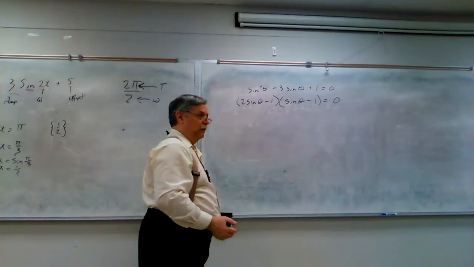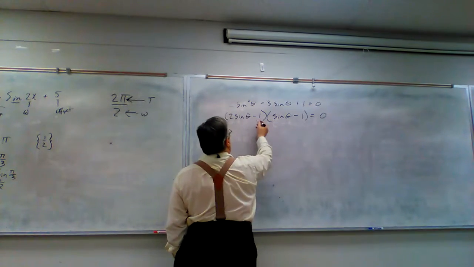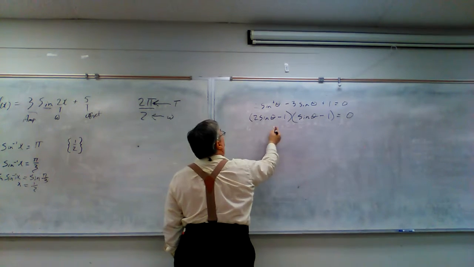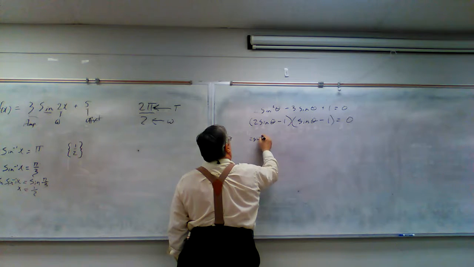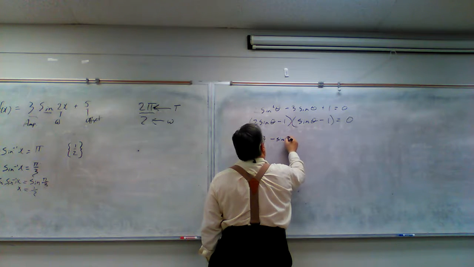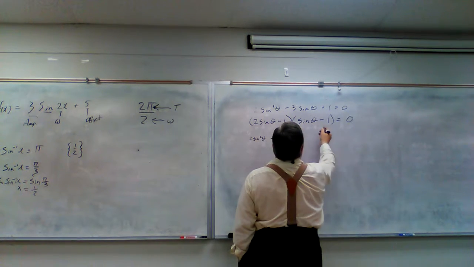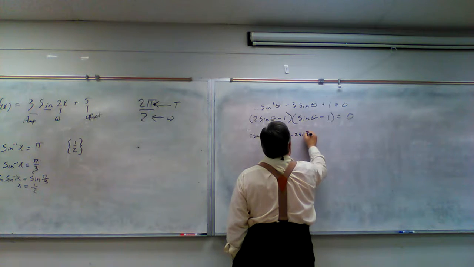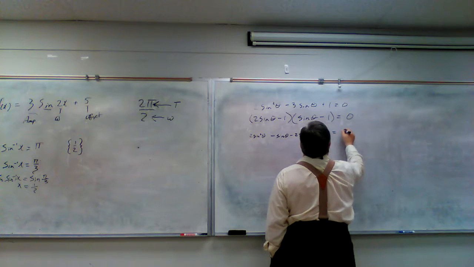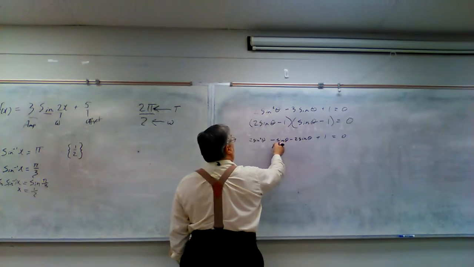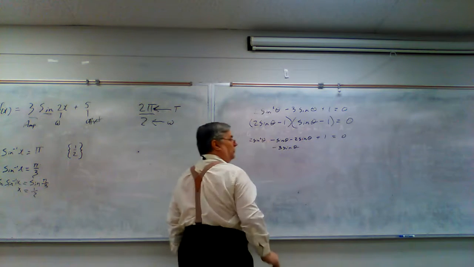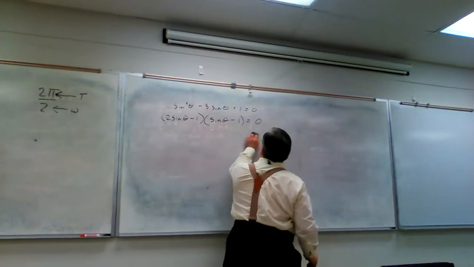You can quickly confirm the factoring by just multiplying it out. FOIL, first, inner, outer, last. So you got 2 sine theta times sine theta is 2 sine squared theta. Inner would be minus sine theta. Outer would be minus 2 sine theta. And then minus 1 times minus 1 is plus 1. And minus 2 sine theta minus 1 would be minus 3 sine theta. So we get our original equation back, and we know we factored it.